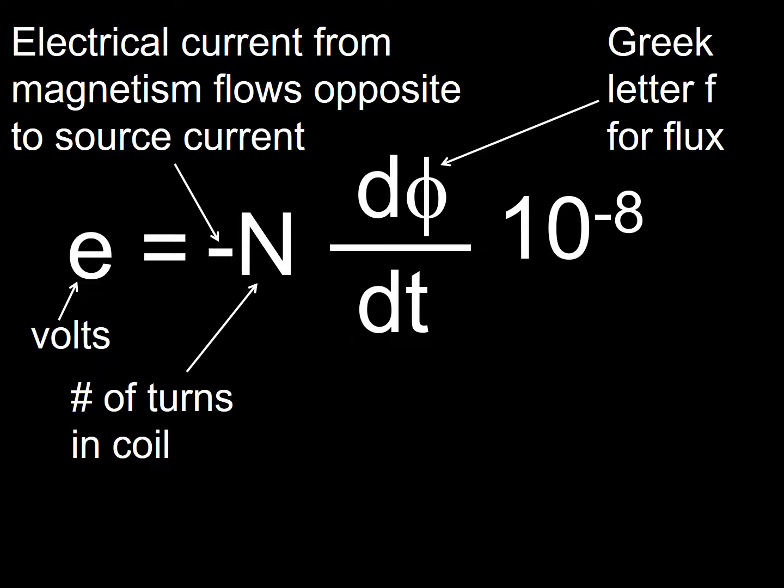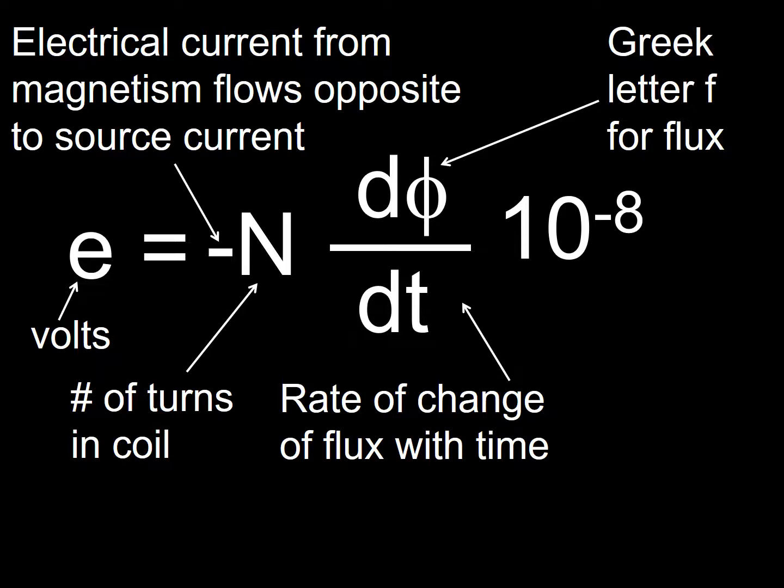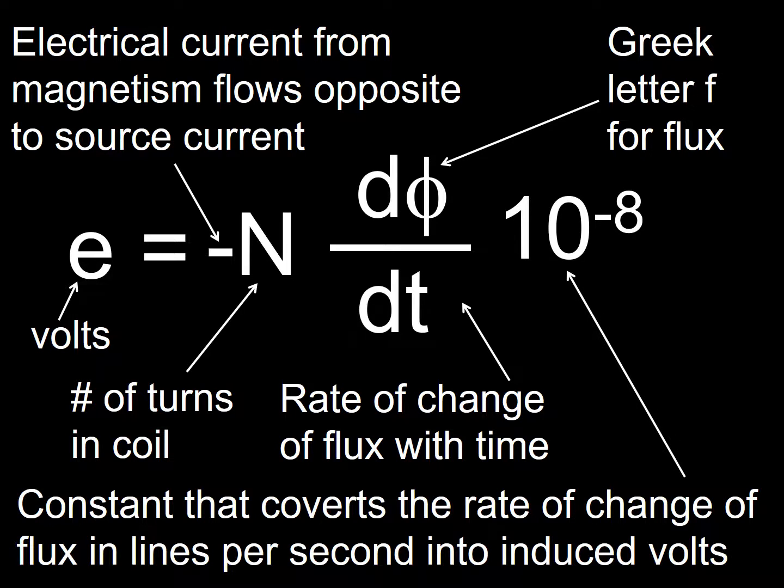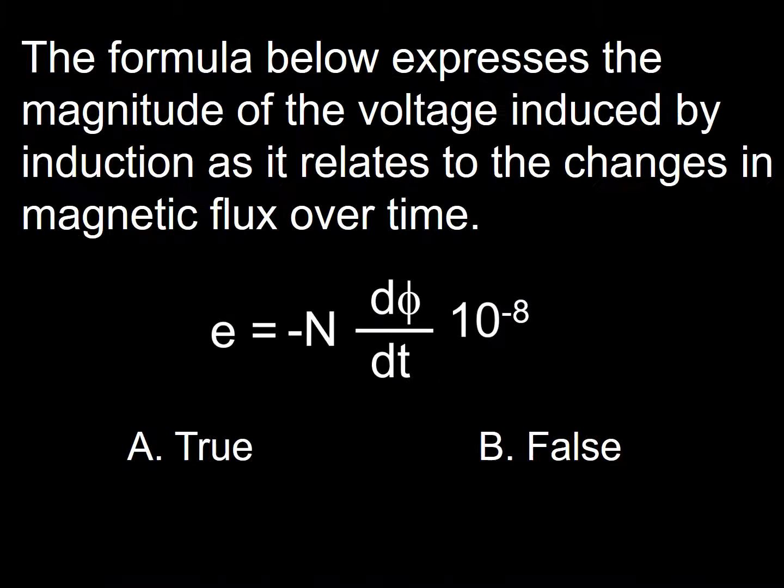The Greek letter corresponds to F, and it stands for magnetic flux. The whole fraction stands for rate of change in relation to change in time. And the last number is a constant. This constant allows us to convert the rate of change in the magnetic force with the voltage it produces. So the answer to this question is A.